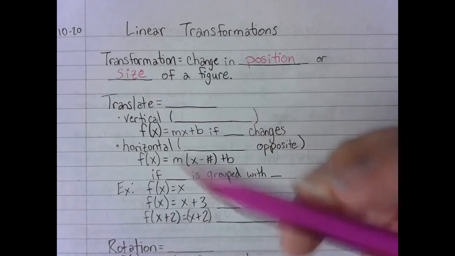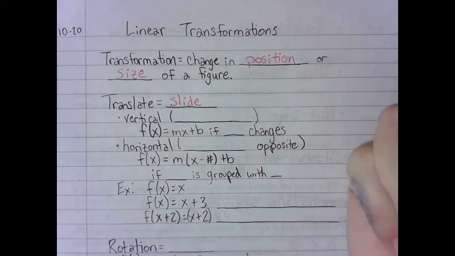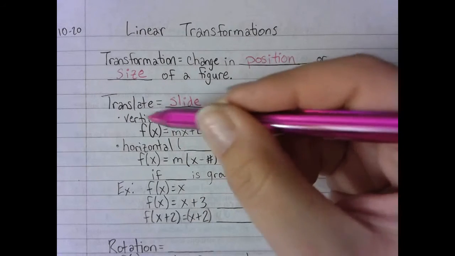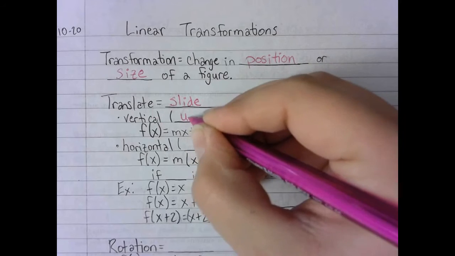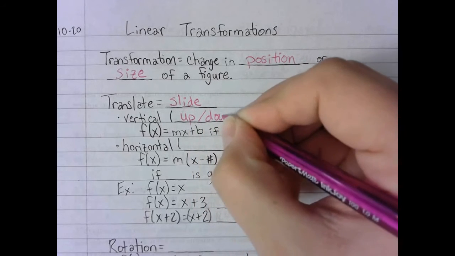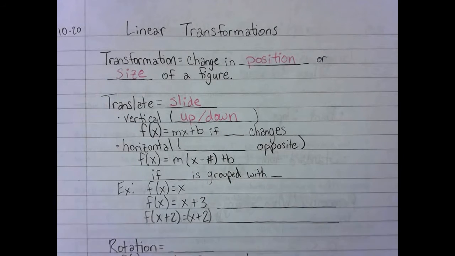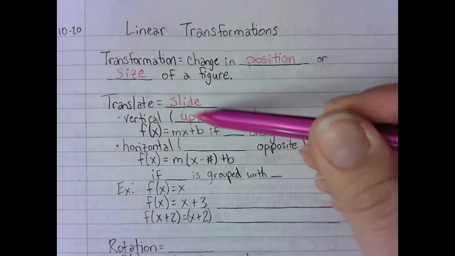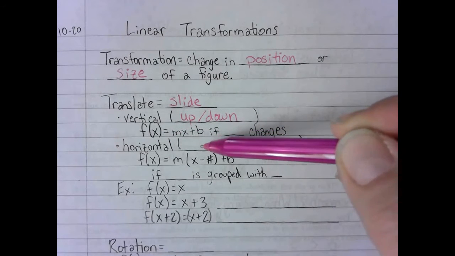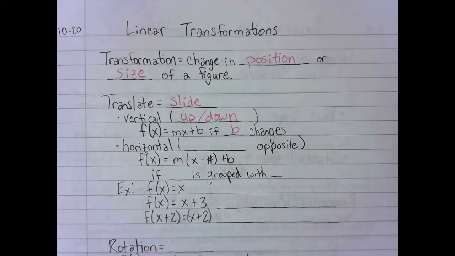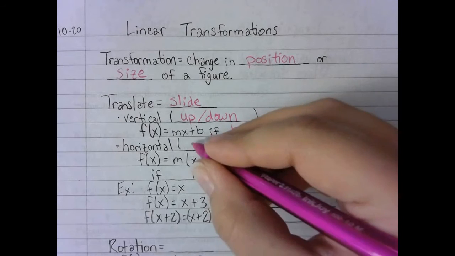So when we say translate, we mean slide. So when we talk about translations, we got two types of translations, vertical translations and horizontal. Vertical, meaning up or down. So for a line, you're going to have a vertical, an up or down translation, a slide, if you have f of x equals mx plus b, and the b changes. Okay, you'll have a horizontal slide, and that'll be left or right.